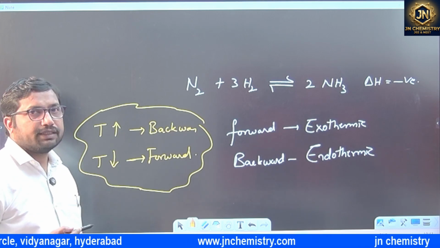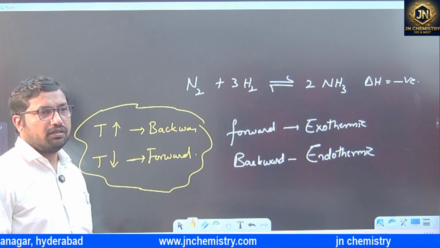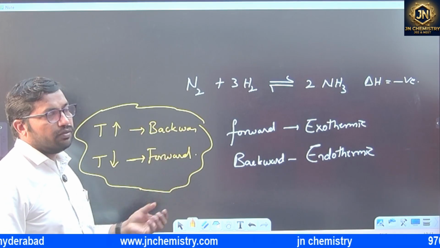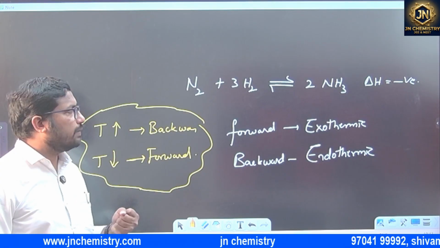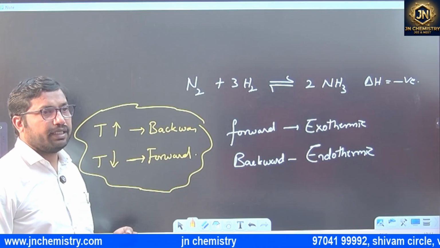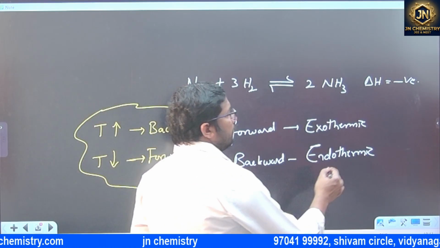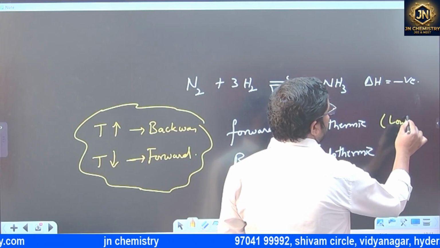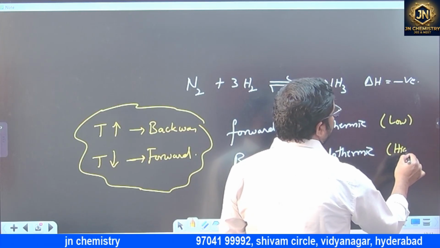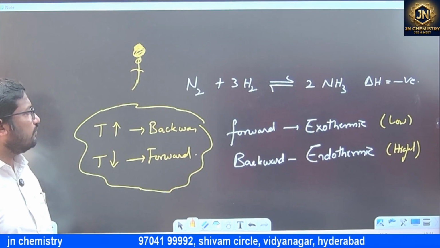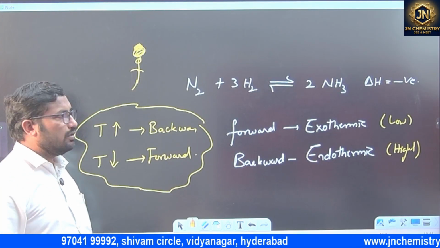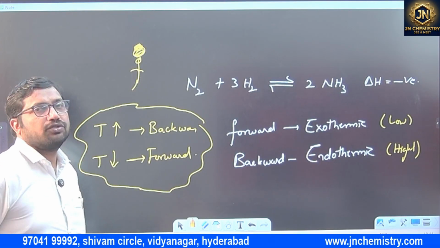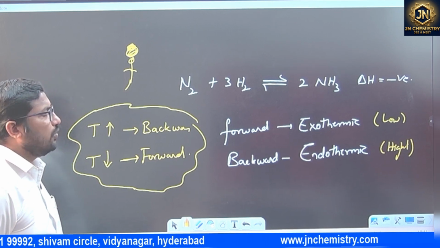Okay, write one point. For an exothermic reaction, the temperature is already given. So exothermic reactions are favorable at low temperatures. Endothermic reactions are favorable at high temperatures. Write it down: always, exothermic reactions are favorable at low temperatures.